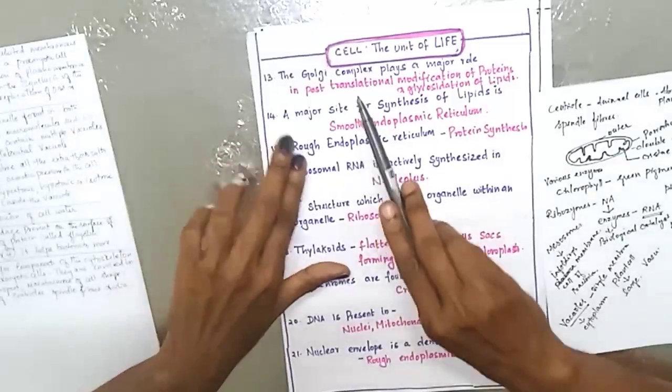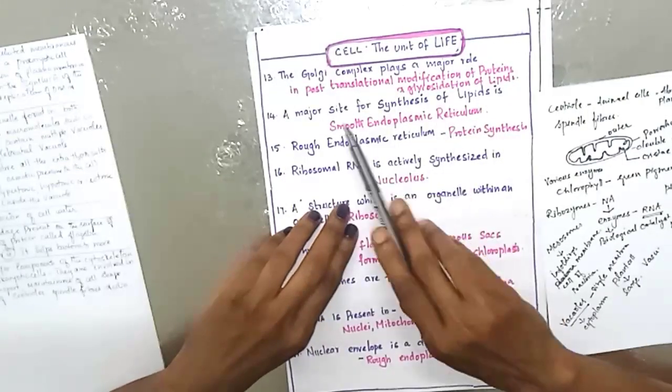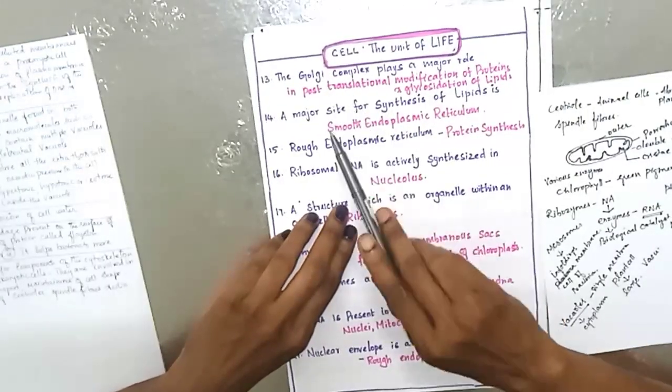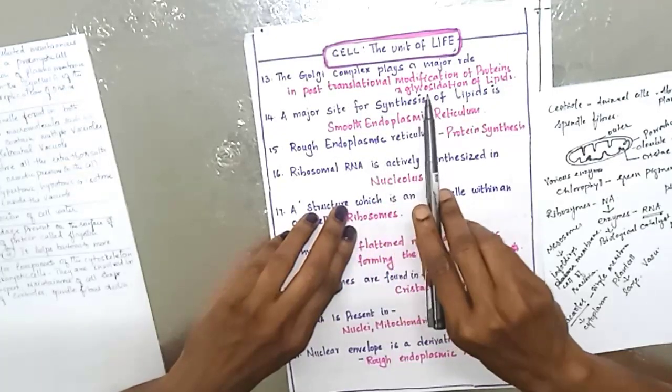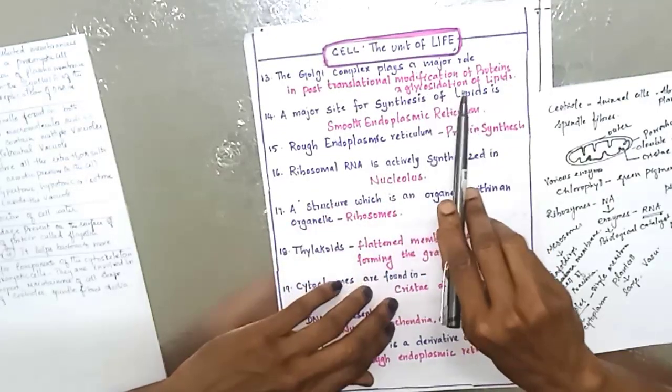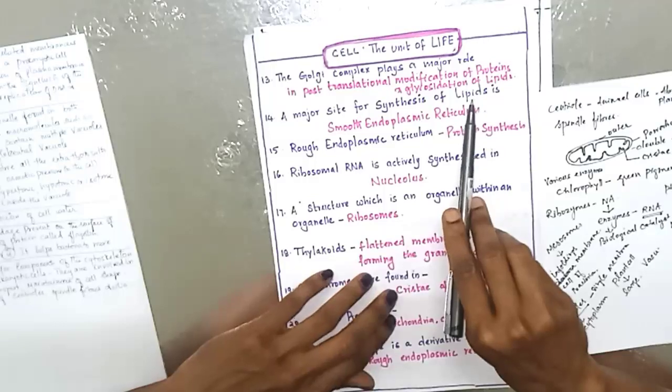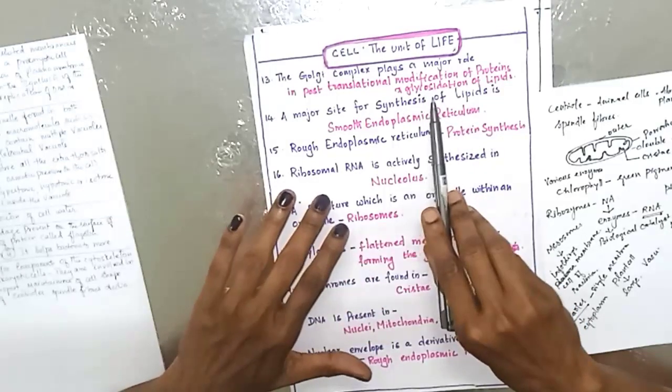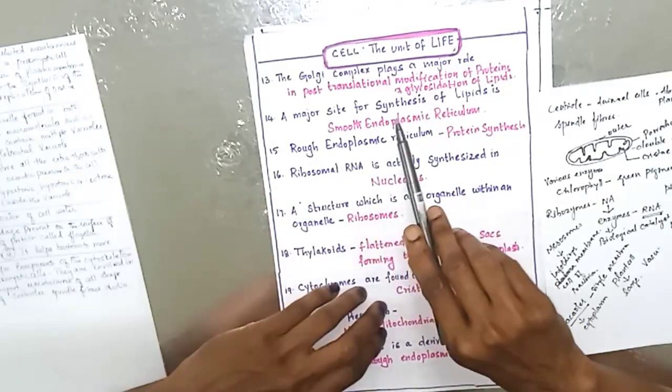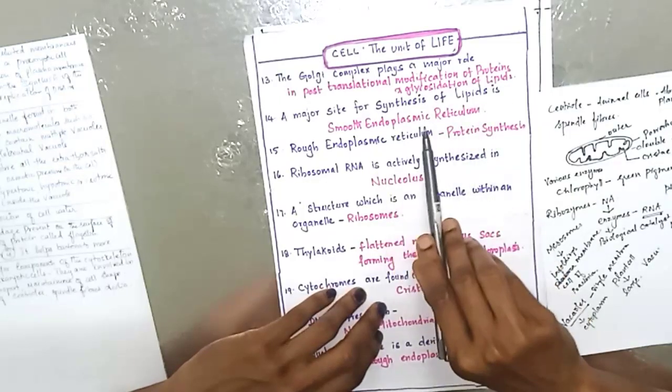The important structure, the Golgi complex, plays a major role. The function of the Golgi complex is post-translational modification of proteins and glycosylation of lipids. This is going to be a quick revision, so I am not going to explain it in detail. A major site for synthesis of lipids is the smooth endoplasmic reticulum.